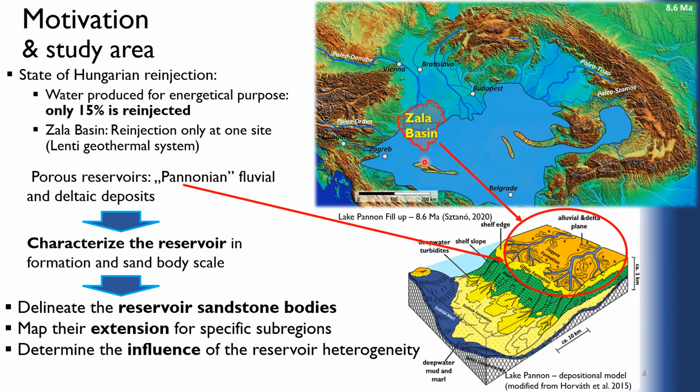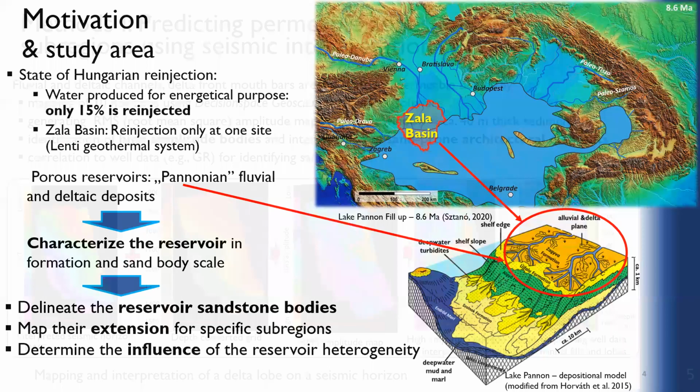Here, in this case, the porous reservoir is the Pannonian fluvial and deltaic deposit, and my goal is to characterize this reservoir in sand body scale to map the extension of the sand bodies, and in general to determine the influence of the reservoir heterogeneity on the reinjection efficiency.